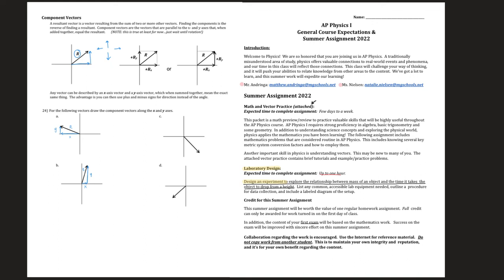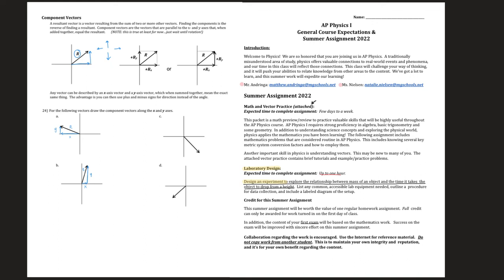Also, how are you going to time something? What do you need to be able to time the time it takes an object to drop? You need a stopwatch. How are you going to find the mass of each of these objects? You need a scale. Boom, I just gave you the lab equipment you need.